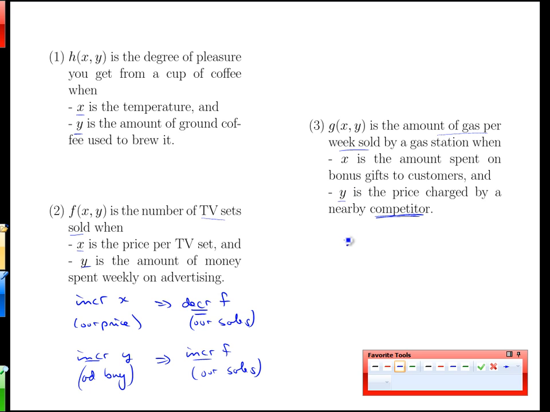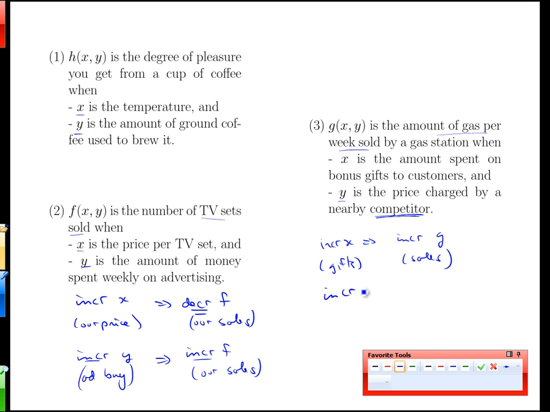G, if we increase the x value, well, x here is the amount that we spend to get customers, which is basically advertising, so gifts. Then what do we expect? Well, we expect to sell more as a result. We'll get more people through the door and increase our sales.